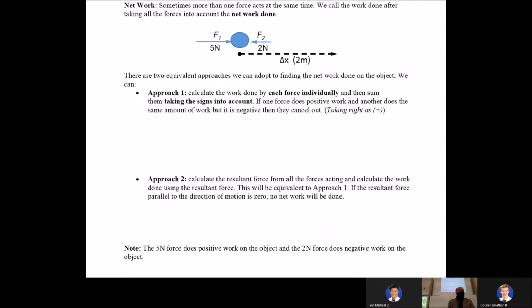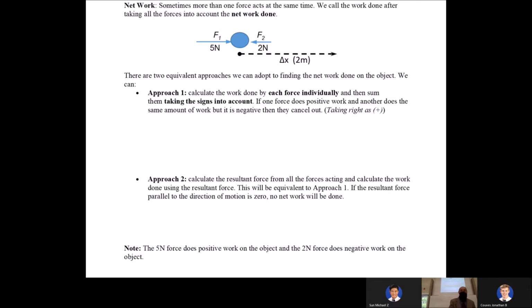I always prefer approach 2, but you can do either. So approach 2: work out the resultant force, or the net force, by adding the forces together, and then do the work of the net force.